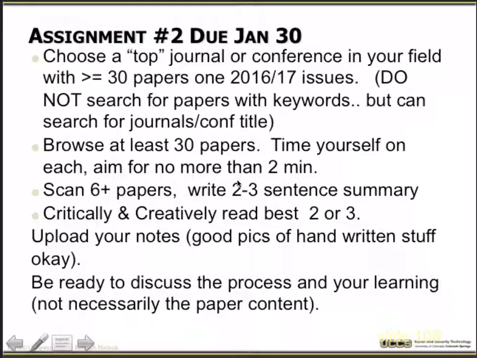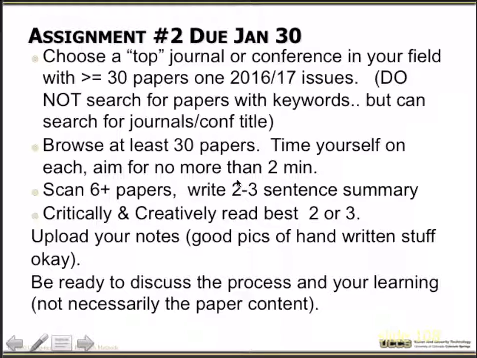You are not to search for papers with keywords. You can search for journals or conference titles, but I want you to do an entire issue or at least 30 papers from an issue. And in that issue, you are to browse at least 30 papers. It may be more because you might not find all of them relevant. So if there's a conference with 100 papers, browse at least 30 of them, and you can skip others just by a title. I want you to time yourself on each. Aim for no more than 2 minutes in your browse for a paper to decide is it relevant or not.